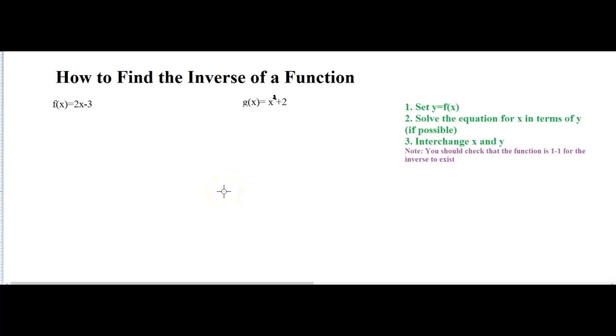Step 1 says to set y equal to f of x. So y is equal to 2x minus 3. Check. 2. Solve the equation for x in terms of y. So that essentially means you want something like x is equal to blah blah blah, and the variables on this right hand side to be y. So let's go ahead and do that.